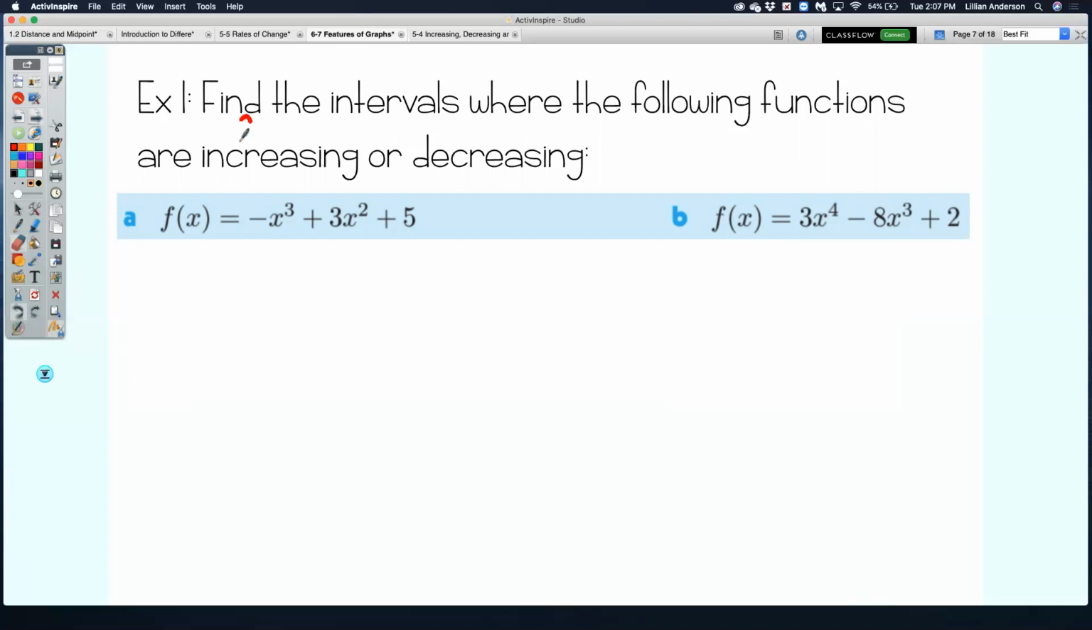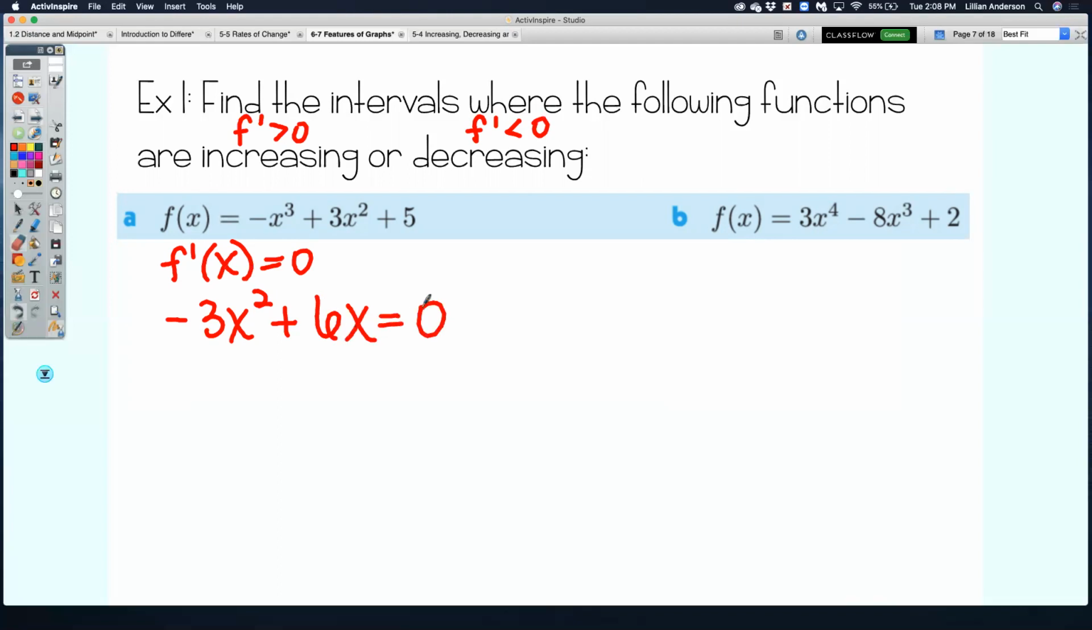Remember, increasing is when the first derivative is what? Positive, so it's greater than 0. And then decreasing is where the first derivative is negative, or less than 0. In order to determine this, we need to figure out where the first derivative is neither increasing nor decreasing, so we've got to set it equal to 0. What's the first derivative here? So we find the first derivative, we set it equal to 0, and now we solve it.